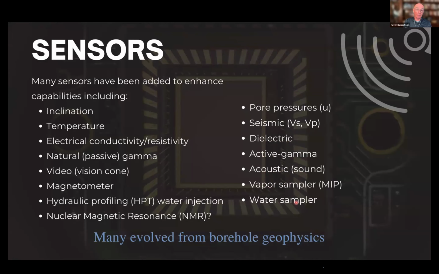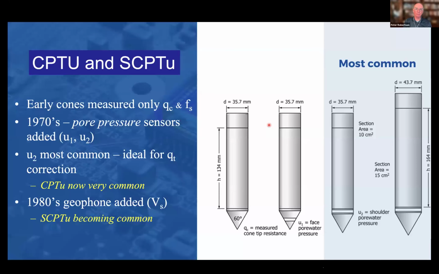So the number of sensors that can be added to cones has increased enormously. Most of them have come out of the geophysical world, and many of the applications have been in the environmental. The ones for geotechnical are primarily measuring water pressure and seismic. Those are the most popular additions for geotechnical applications.